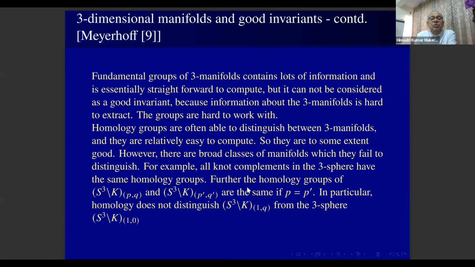Further, you know that most of the good hyperbolic manifolds are obtained from knot complements, but homology doesn't distinguish them. Further, the homology groups of the Dehn surgeries of this and this are the same if p and p prime are the same. In particular, homology does not distinguish between S3 with 1/q surgery and the 3-sphere. This is the standard 3-sphere, and this is obtained by Dehn surgery of 1/q, but the homology groups will not distinguish between these two.